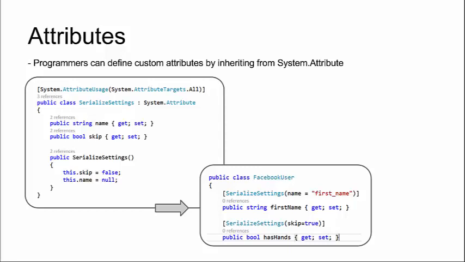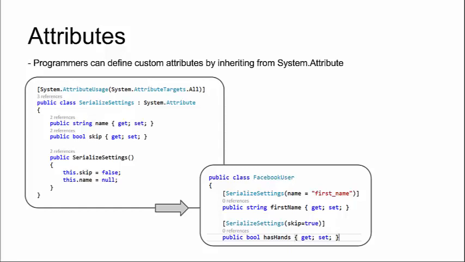Then over here, we're going to modify our Facebook user class. For first name, we've changed it now. The first name does not match the name from the JSON because we want to use camel case, and they use Pascal case. So we give it the serializer settings, give it a name. We say the name for the serializer is first underscore name, even though our class name is first name with no underscore.